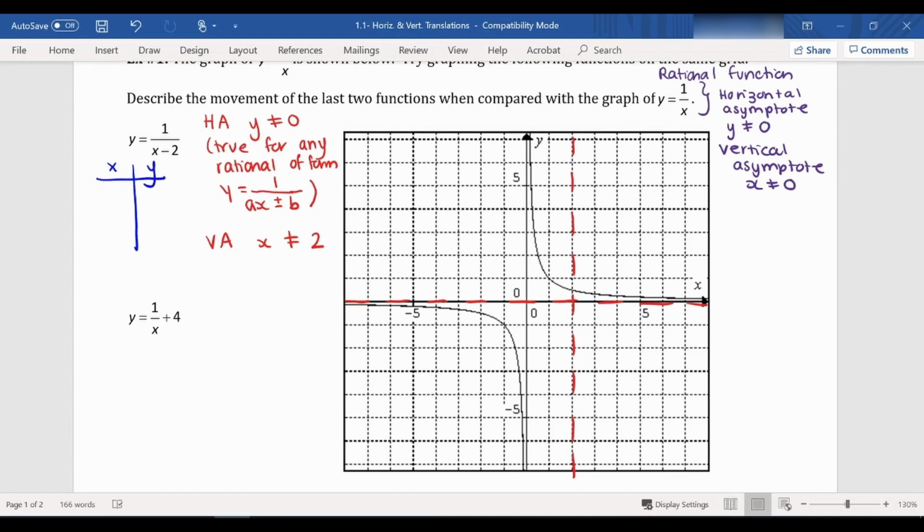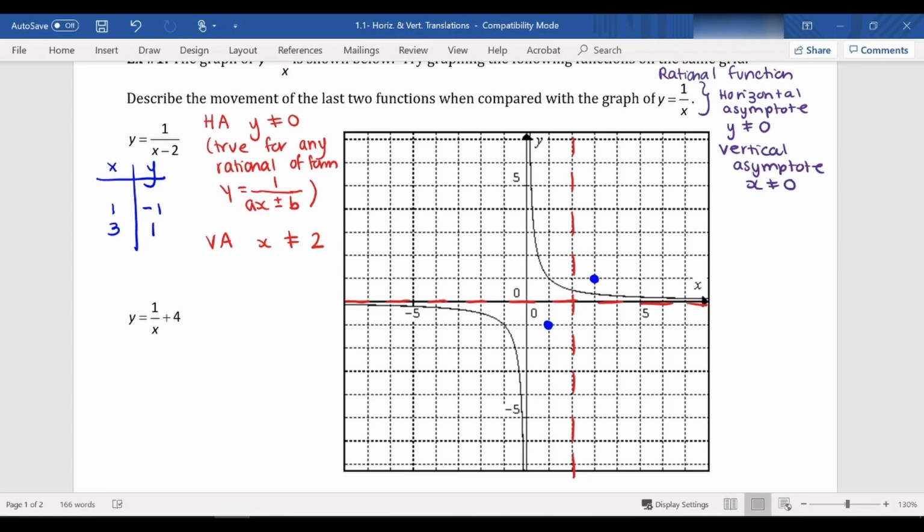And I usually start by picking one value on either side of my vertical asymptote and go from there. So for here, my vertical asymptote is 2. So I'm going to at least want to pick 1 and 3 to plug in. If I plug 1 in, I get 1 over 1 minus 2, or 1 over negative 1, which is negative 1. My point's going to go here at 1, negative 1. If I plug 3 in, I get 1 over 3 minus 2, or 1 over 1, which is just positive 1. So I'm going to have a point over at 3, positive 1 here.